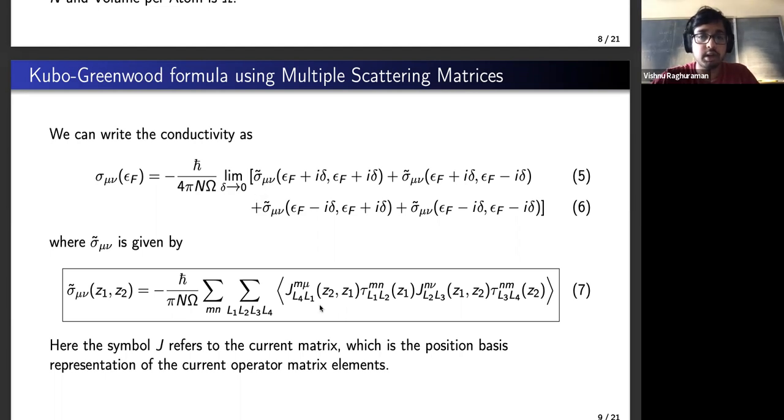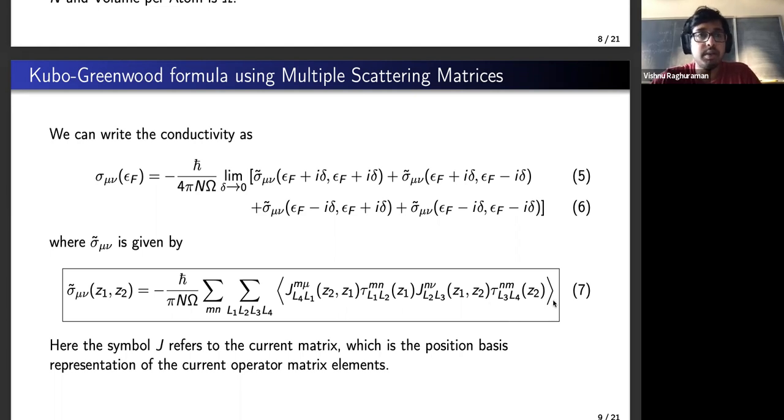And each sigma tilde term can be expressed as equation 7 here, using the current matrix, which is basically the current operator, but expressed as matrix elements in the position basis, and the tau matrix, which is your multiple scattering path matrix, between any two sites M and N. And these angular brackets here are the ensemble average. So this is still the same Kubo-Greenwood expression, but now instead of dealing with wave functions, we have expressed it in the language of scattering theory, which is you have tau matrices.